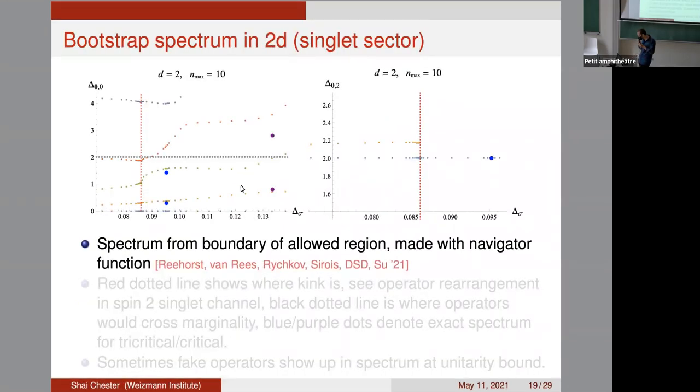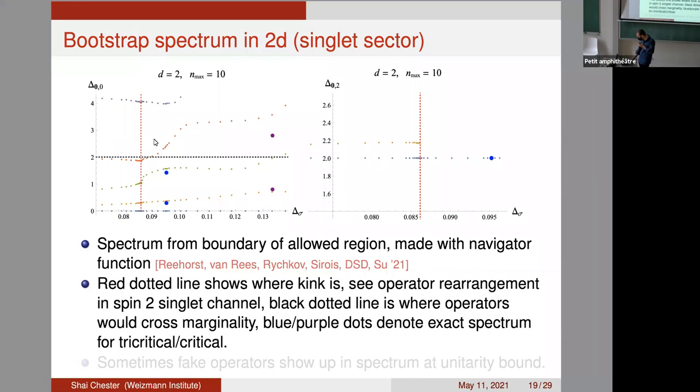So here's the bootstrap spectrum in 2D. This is the solution to crossing, which is on the upper bound of the plot I just showed you. These plots are a little bit complicated. First of all, I should note that these spectrum plots were made using the navigator function, which Ning introduced last week, because Ning is, of course, the expert in the navigator function.